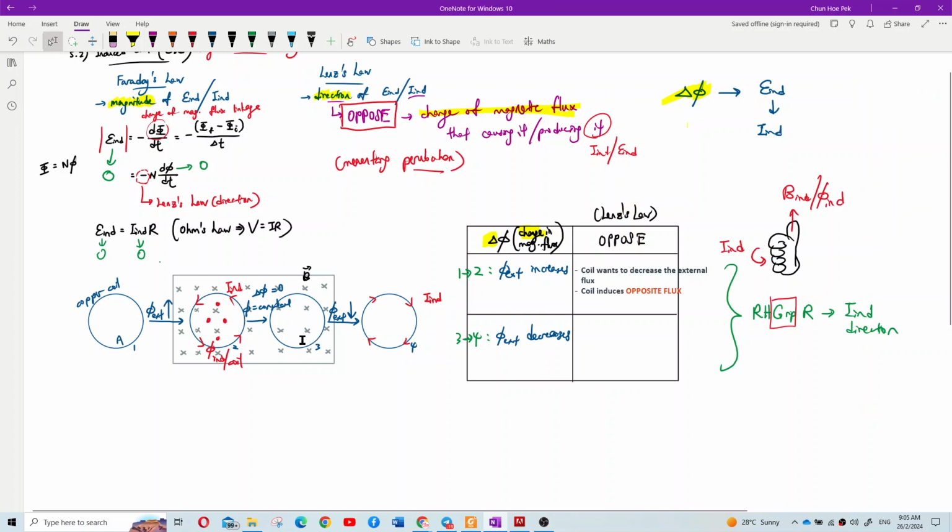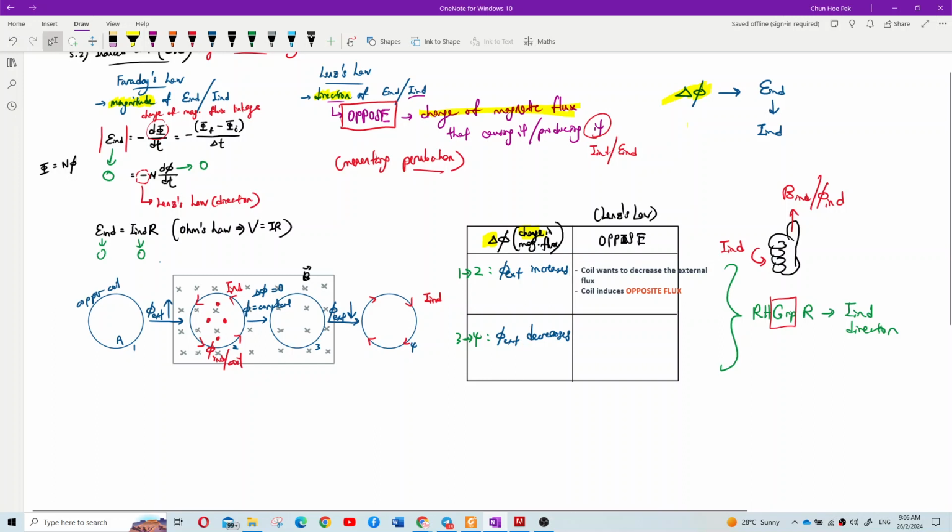Apa ni? Kalau ini 3 to 4, what happened to the flux external? Reduce kan? The flux external that passes through the coil menurun kan? Sebab dia dari banyak flux menjadi tiada flux kan? Betul tak? Yes or not? Ya, betul. Betul sir. Flux menurun. So sekarang the change of flux is menurun.